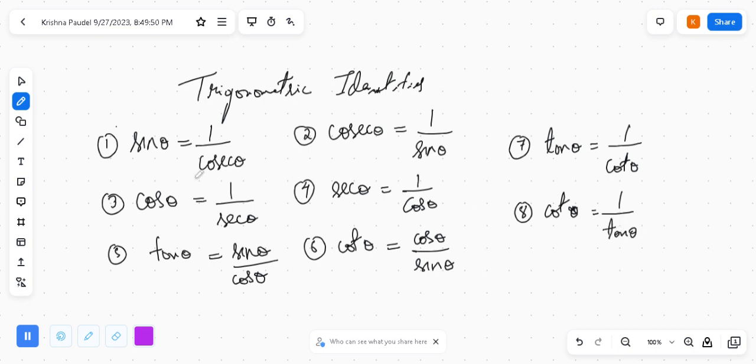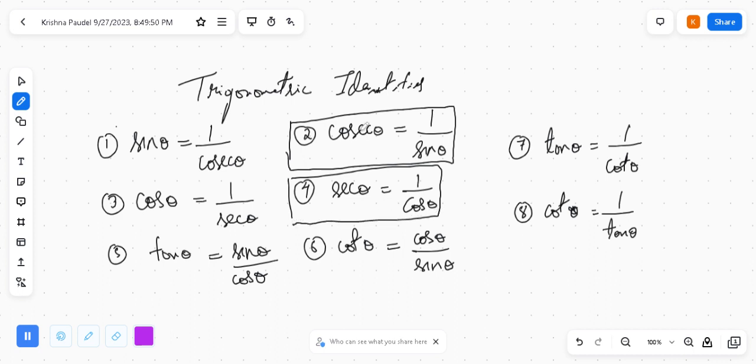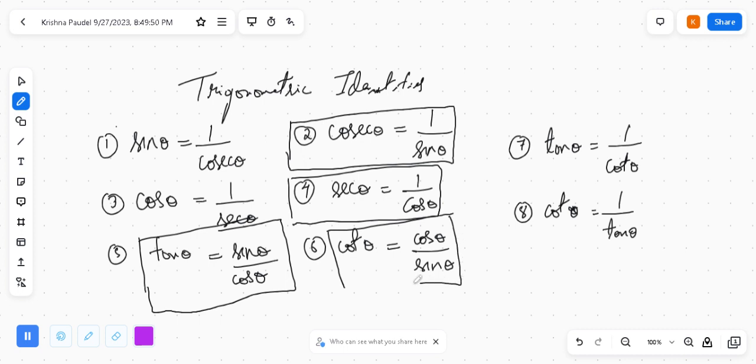So in the sums that we are going to see today, we will be using this point most of the time. Whenever we see cosec theta we will convert it to 1 by sin theta. Whenever we see sec theta we convert it to 1 by cos theta. Whenever we see tan theta in the sum, we will convert it to sin theta by cos theta. Whenever we see cot theta, we'll convert it to cos by sin theta.